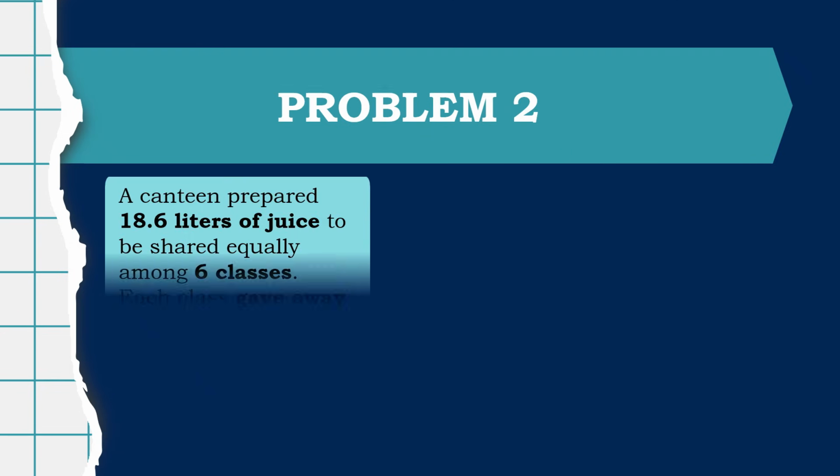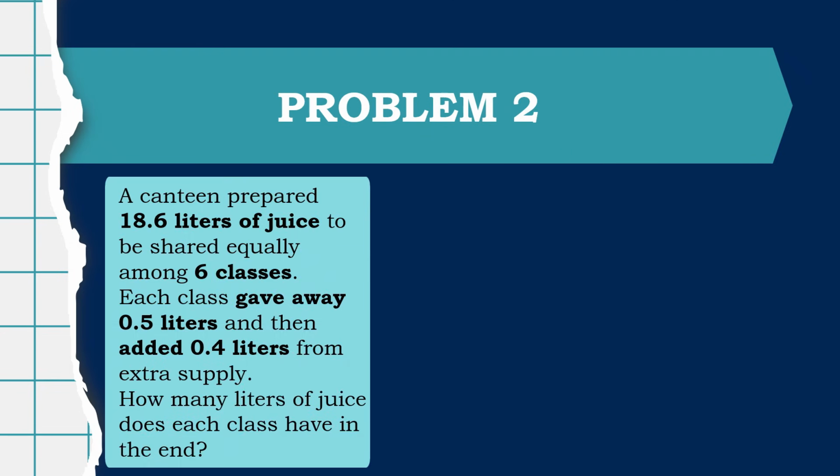Problem number 2. A canteen prepared 18 and 6 tenths liters of juice to be shared equally among 6 classes. Each class gave away 5 tenths liters and then added 4 tenths liters from extra supply. How many liters of juice does each class have in the end?